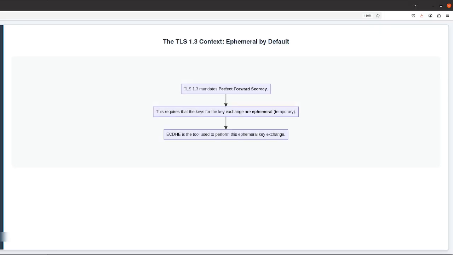The TLS 1.3 context. Ephemeral by default. It's important to remember the context of TLS 1.3. As we've discussed before, this protocol mandates perfect forward secrecy. This is achieved by using ephemeral keys for the key exchange. This means a new, temporary key pair is generated for every single session and then discarded. The E in ECDHE stands for ephemeral, which is why it is the perfect tool for this job. ECDHE is the mechanism used to perform this temporary key exchange.